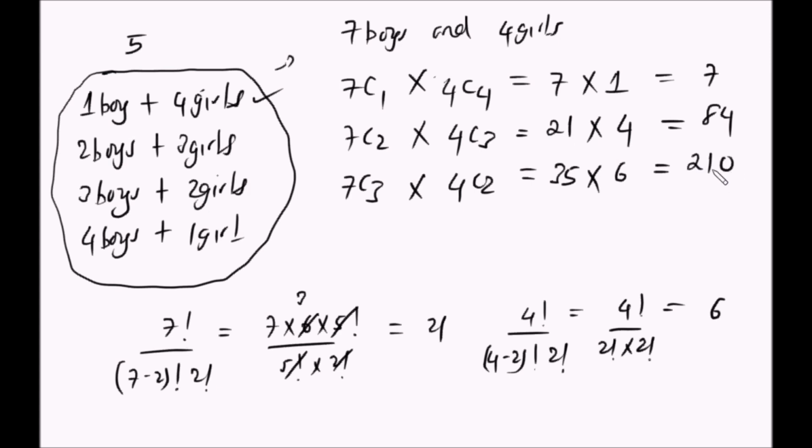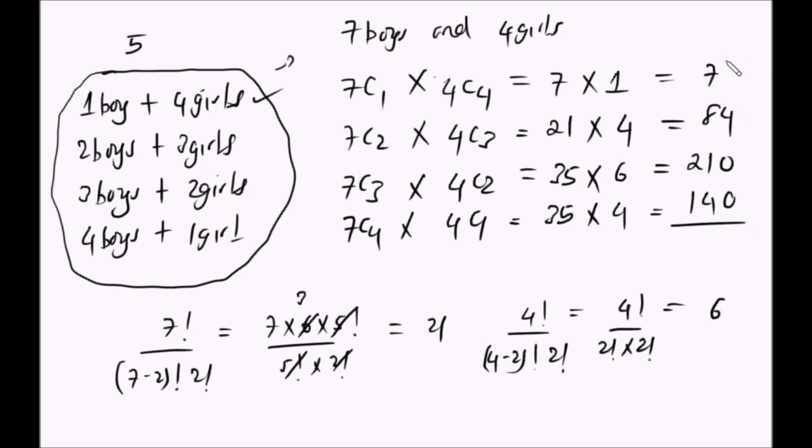210. So kwenye hii case yetu ya mwisho now, if you choose 4 boys out of 7, inakuwa ni 7 combination 4. 1 girl out of 4, inakuwa ni 4 combination 1. The total number of selection. 7 combination 4 ni 35. 4 combination 1 ni 4. So 35 times 4 tunapata nini? Tunapata 140.